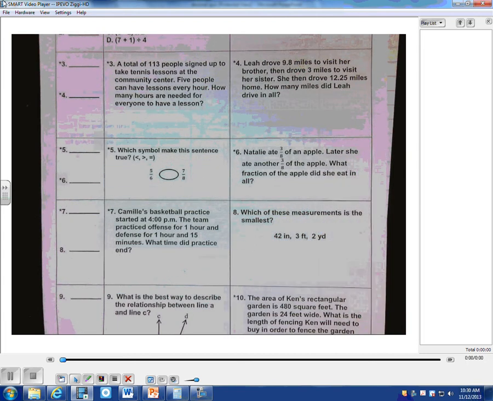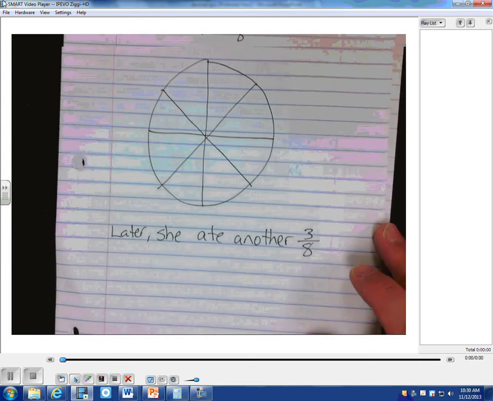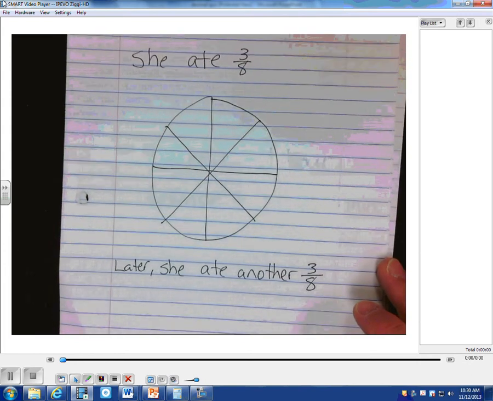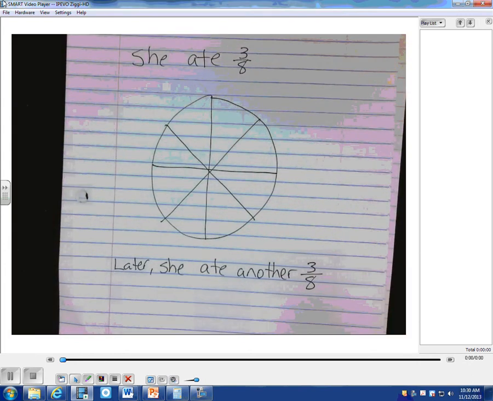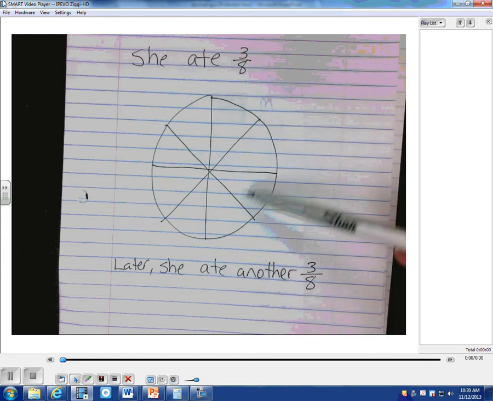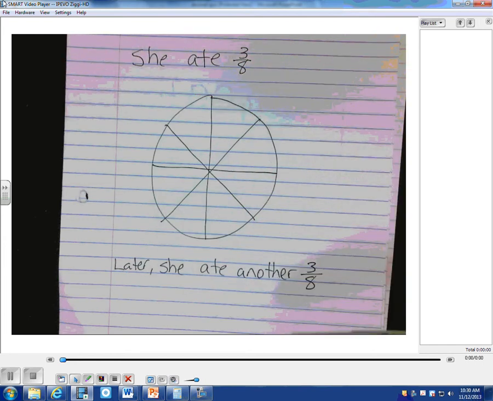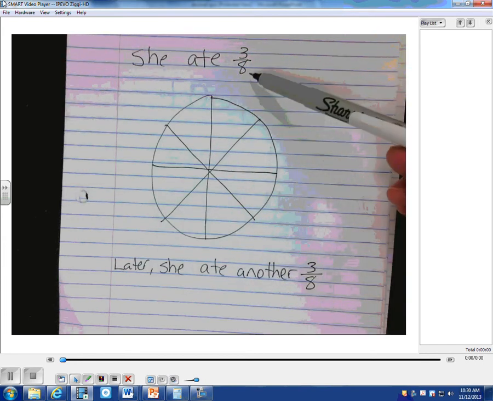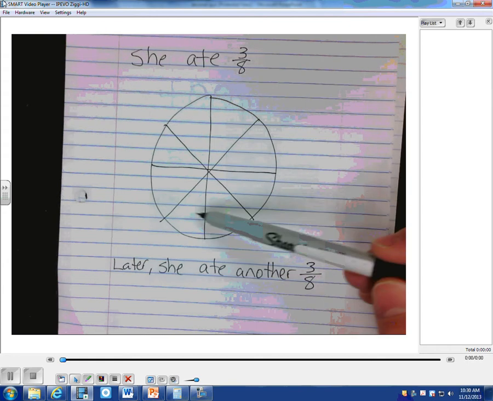Okay, so what we can do is just draw a picture to help us figure this out. I know this is in the shape of a pie, but it's still kind of the same idea. So I know that there should be 8 total parts, because that's what my denominator tells me. So 1, 2, 3, 4, 5, 6, 7, 8.